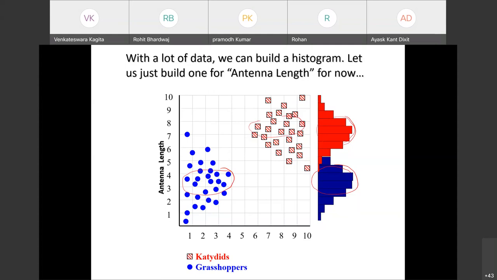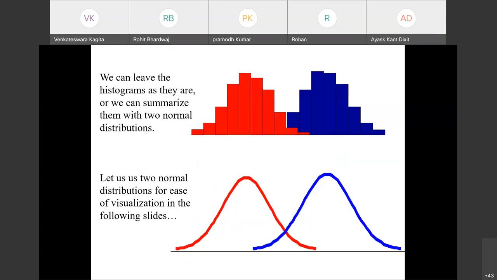So the number of insects with antenna length 10, I mean the number of katydids with antenna length 10 may be around 2 here, if you see, and number of katydids with antenna length around here is 3 probably. So like that, they are distributed according to their antenna lengths, right? So we can leave the histograms as they are, or we can summarize them with the two normal distributions. So if we summarize them, this is how they are looking like, right?